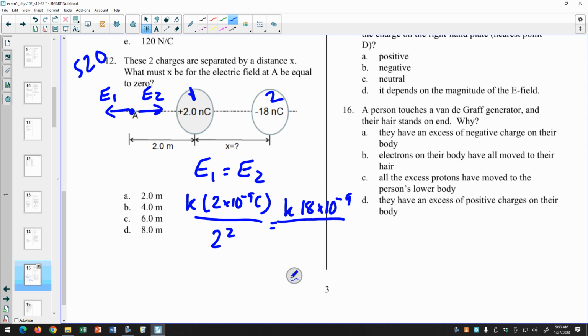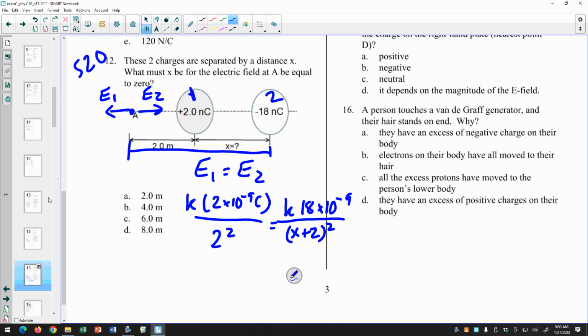9 divided by, now this is the tricky part, because my distance is from here to here. And so that distance is what? How do I express that distance? Yes, thank you, Juliana. 2 plus x. I'm going to write that as x plus 2, and then that's squared.